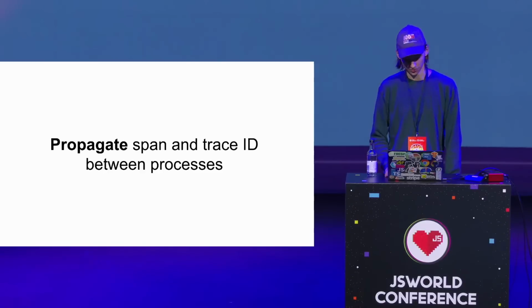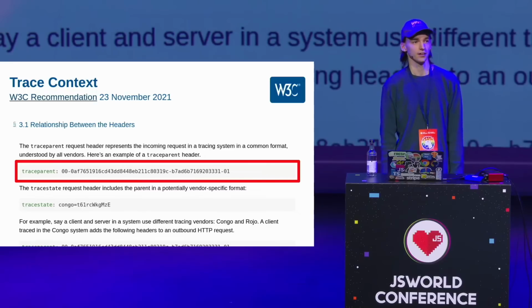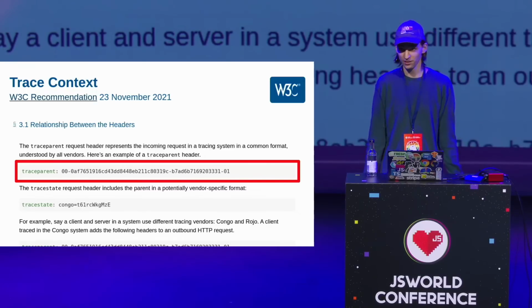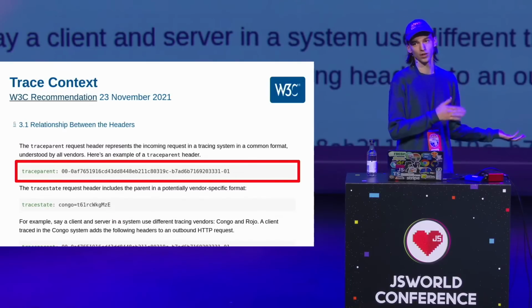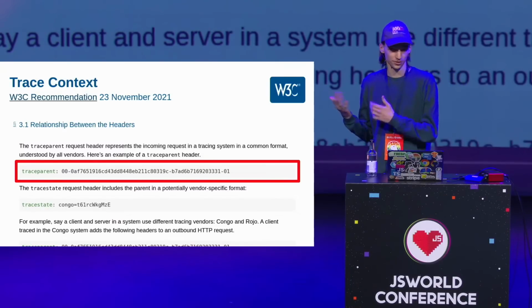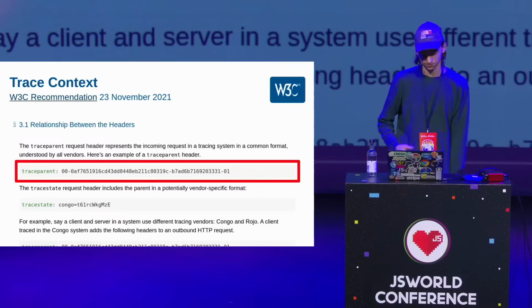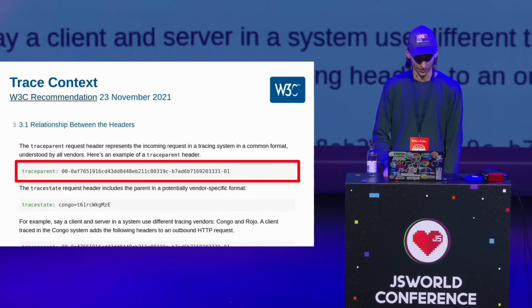This is called propagation. There's a spec from the W3C called Trace Context that specifies this traceparent header that essentially just contains the current trace ID and span ID. And when you send a request from one service to a different service, if you include this header and the other service understands it, it will just continue the trace, the same one that the first service started. I'll demo that in a second.